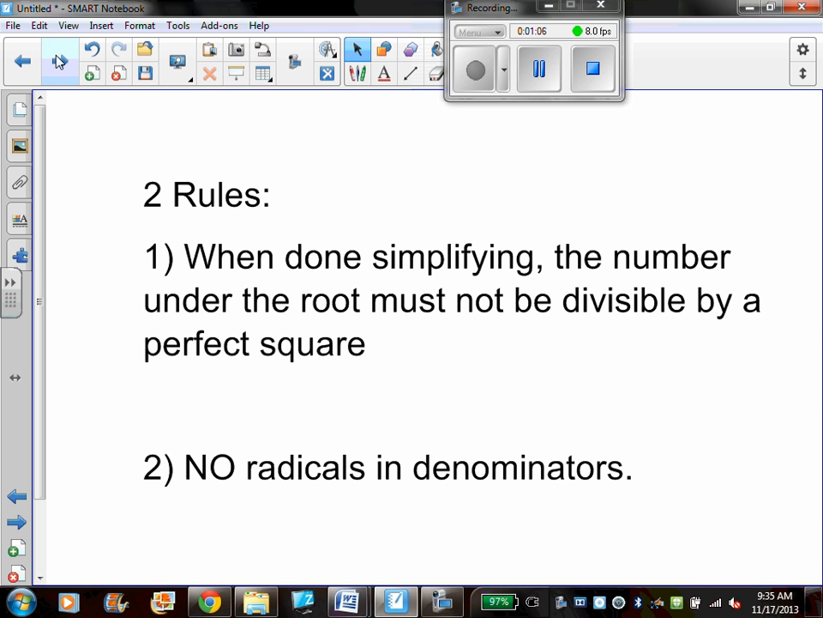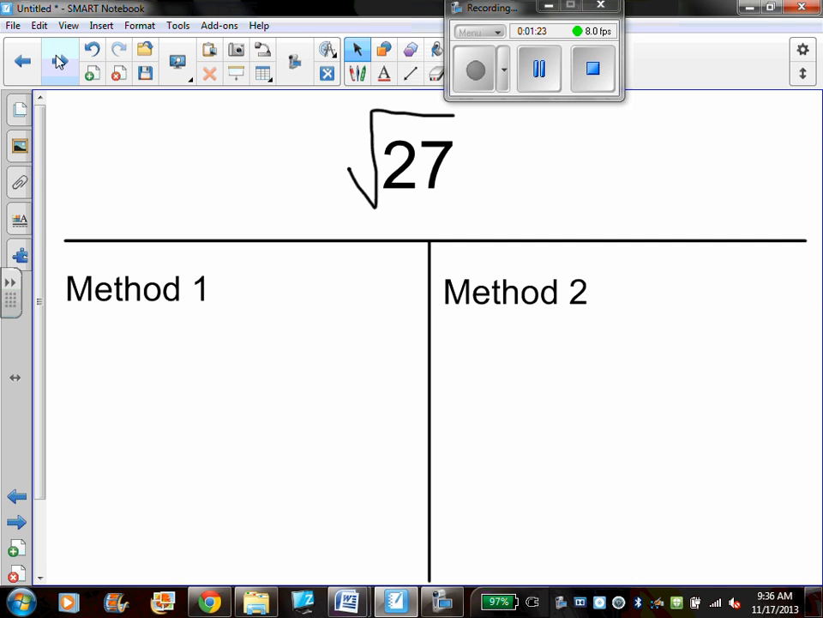So, two rules when we have simplifying radicals. First one is, when we're done, the number underneath the root should not be divisible by a perfect square, and there should be no radicals in our denominator. The bottom of the fraction should just be a plain old regular number. So let's say that we're asked to simplify something like the square root of 27. There are really two good methods that we have to do this.